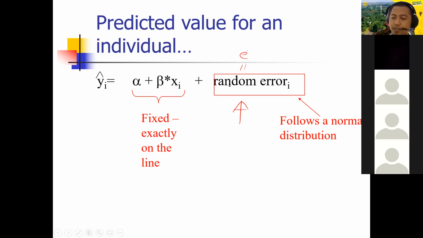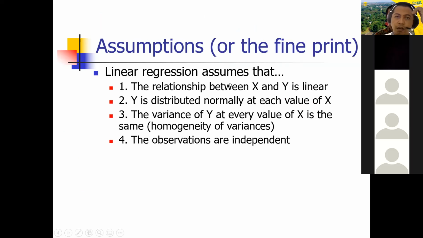And this error, we can make several assumptions. For example, the relationship between x and y is linear. Y is distributed normally at each value of x, and the variance of y at every value of x is the same, homogeneity of variance, and the observations are independent.